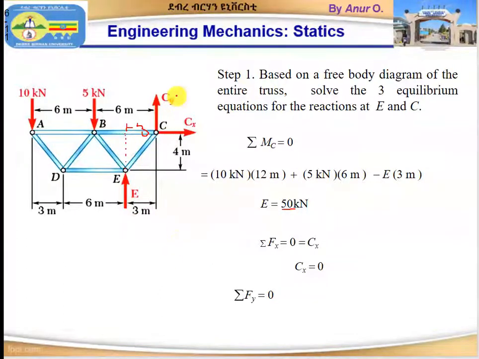Summation of force along the y direction must be zero for this structure to be in equilibrium. Therefore minus 10 kN downward, minus 5, plus 50 for Ey which is positive, plus Cy. Cy was assumed upward, so a negative result means the arrow points the other way. After arranging this, Cy will be negative 35 kN. So the arrow points downward. Okay? Simple. Now let us go to the second step.